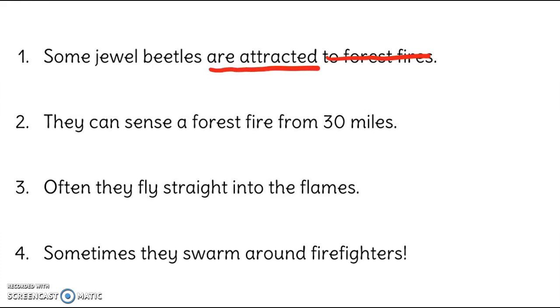Attracted is a verb, and so we're going to label the first verb as a helping verb, and the second verb is an action verb. And once we find our verb, we now can root out the subject by asking whom or what are attracted to forest fires, and we're looking for the one-word subject, and that is beetles. So right now, your paper should look like this when I go to check it later.